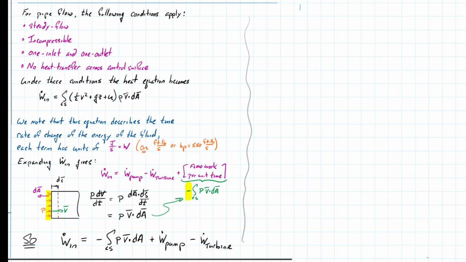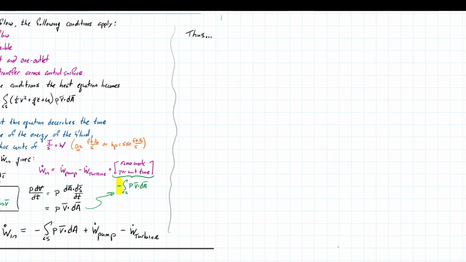All right, so now we can put the two pieces of the energy equation back together again. So on the left-hand side, we have the terms that will cause the time rate of change of energy within the control volume, and we term these as work. So we have flow work, pump work, and turbine work, and that is going to equal on the right-hand side the change of the energy of the fluid within the control volume. And the energy terms here are the kinetic energy, gravitational potential energy, and the internal energy.